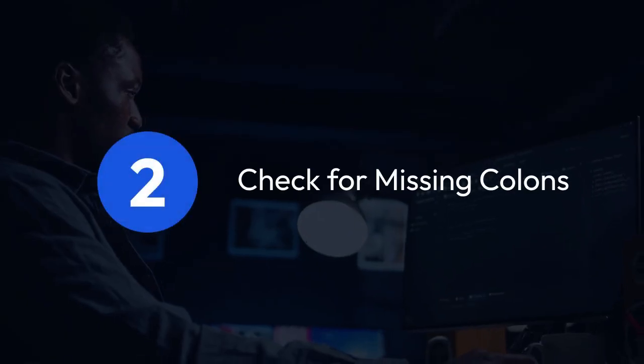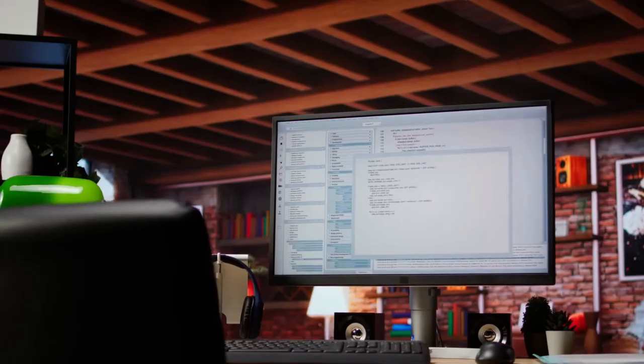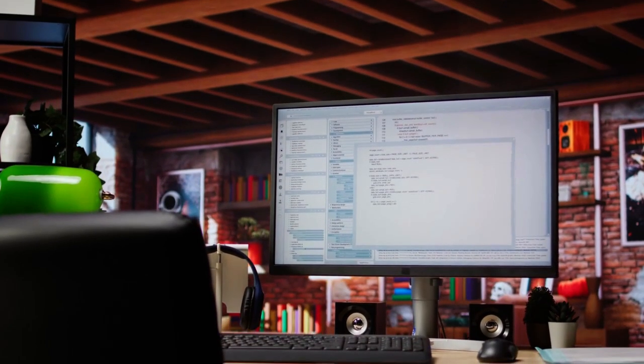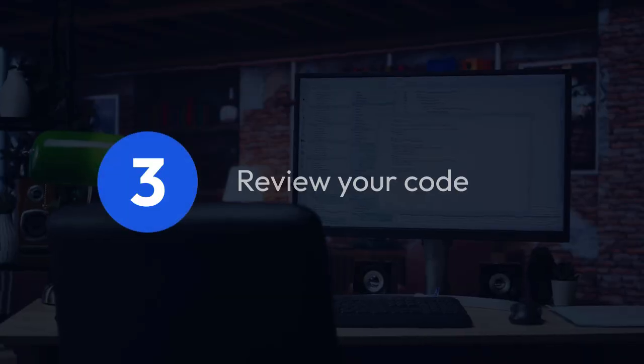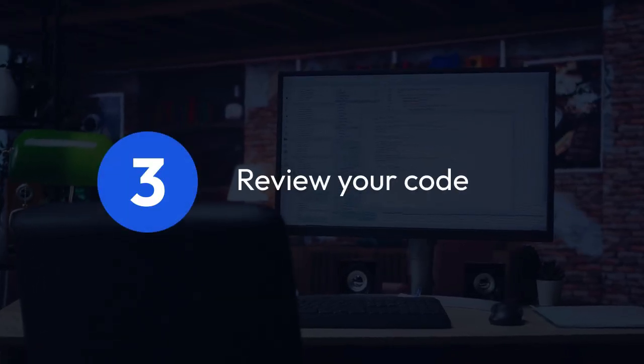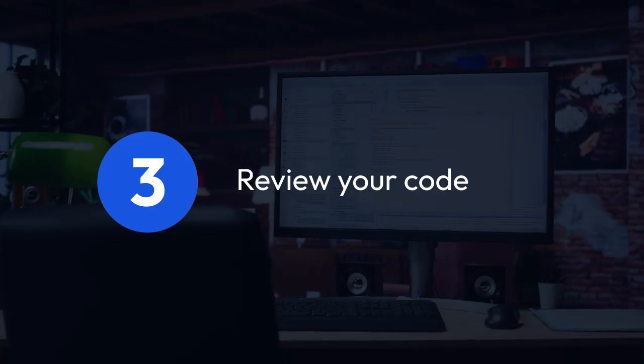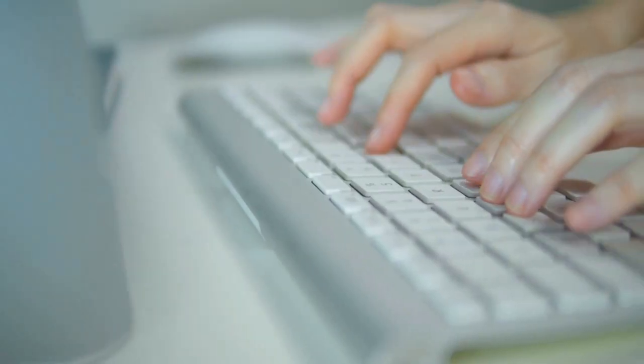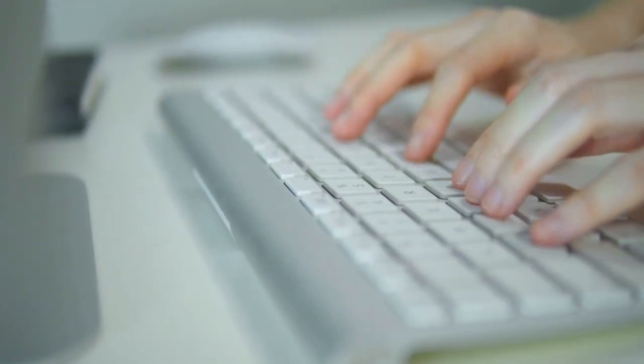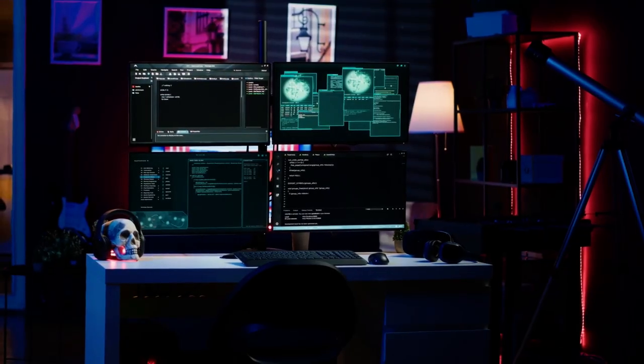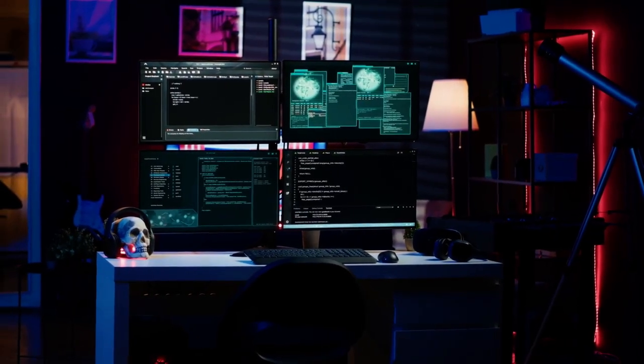Step 2. Look for missing colons. Double check that every if and else statement has a colon at the end. This is a very common oversight. Step 3. Review your code for any accidental characters or misplaced lines. Sometimes, a quick cut and paste error can introduce problems. Make sure there's no unexpected code between your if block and your else.